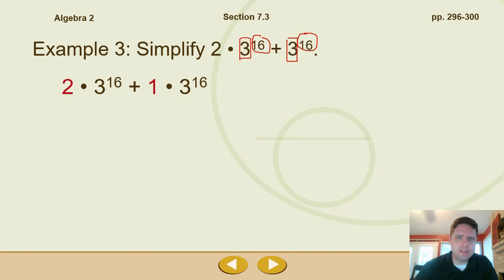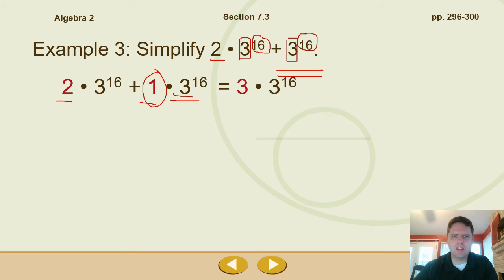Notice that if there isn't anything multiplied in front of it, it's implied that we have 1 of them, right? If we have this guy, there's 1 of them there. So what's 2 of them plus 1 of them? Well, it's just 3 of them. So that's like saying 3 times 3 to the 16th power. But notice now this base is the same as this one. This could be rewritten as 3 to the 1st power. Well, what do you do whenever you multiply 2 numbers that are raised to powers like this? Well, if we have the same base, we can add the exponents together. So 1 plus 16 is just 17. So it's 3 to the 17th power is our final answer.